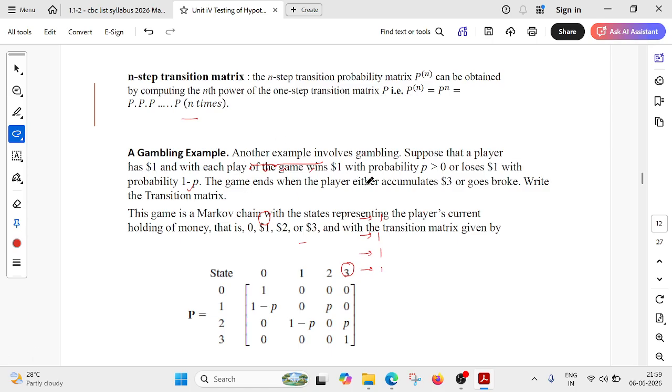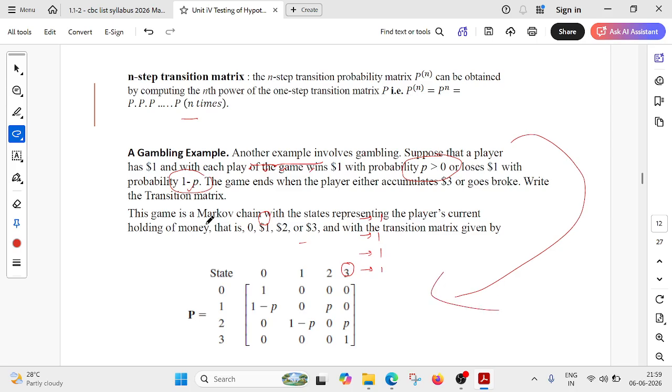Each player of the game wins a dollar with probability p, where p is greater than 0, or loses that dollar with probability 1 minus p. Nothing else will be there: that is p, then 1 minus p. The game ends when the player either accumulates $3 or goes broke. Okay, we need to write the transition matrix based on this data.